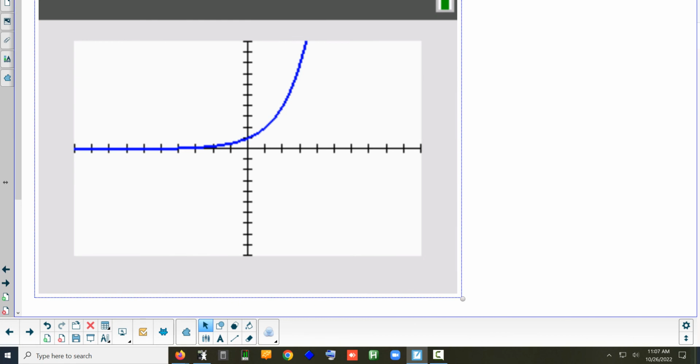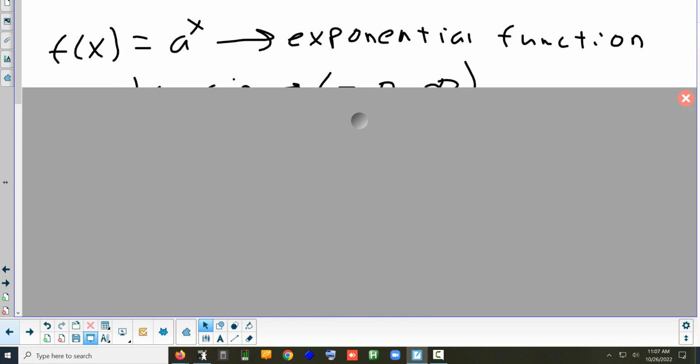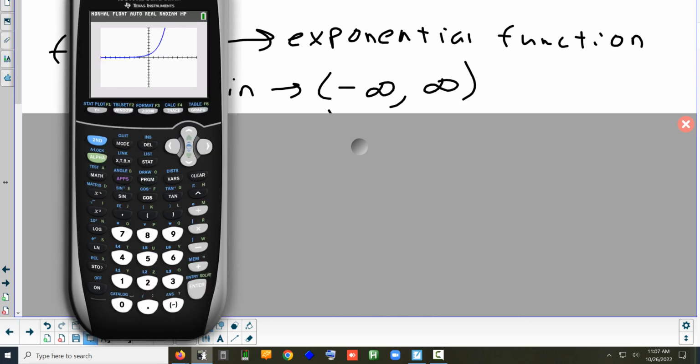So what do you think the domain is of that function? It's all real numbers. Yeah, it does go to the left forever, and it does keep going to the right. I mean, it goes up more than it goes right, but it does keep going to the right. So the domain is all real numbers. How about the range? Yeah, it's anything that's greater than 0. From 0 to infinity.